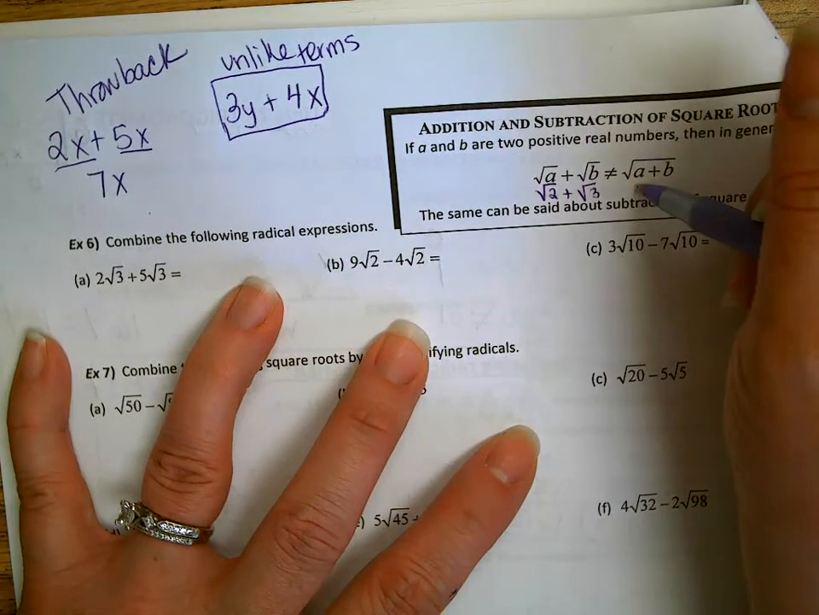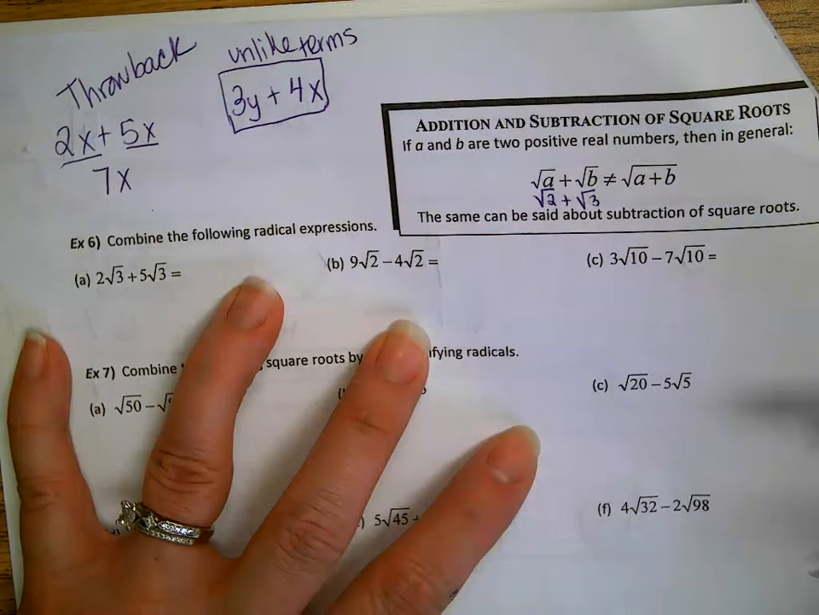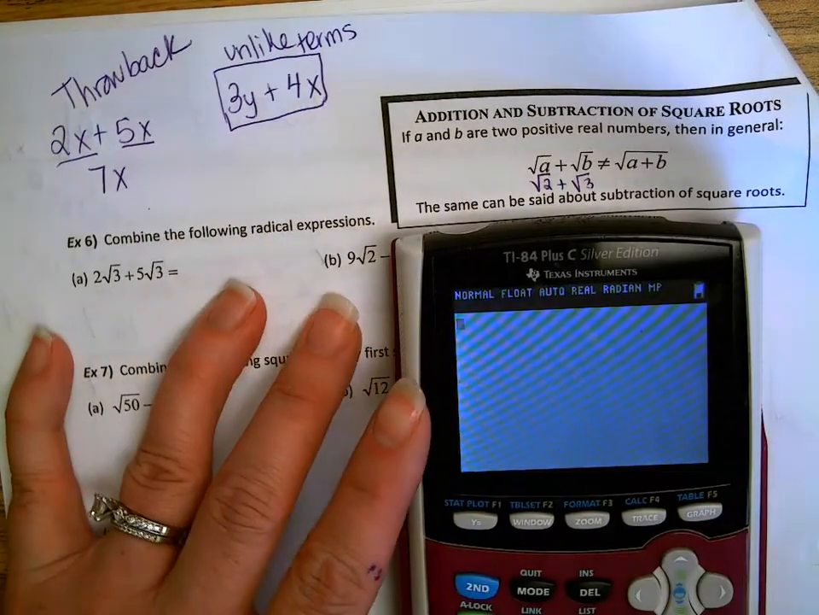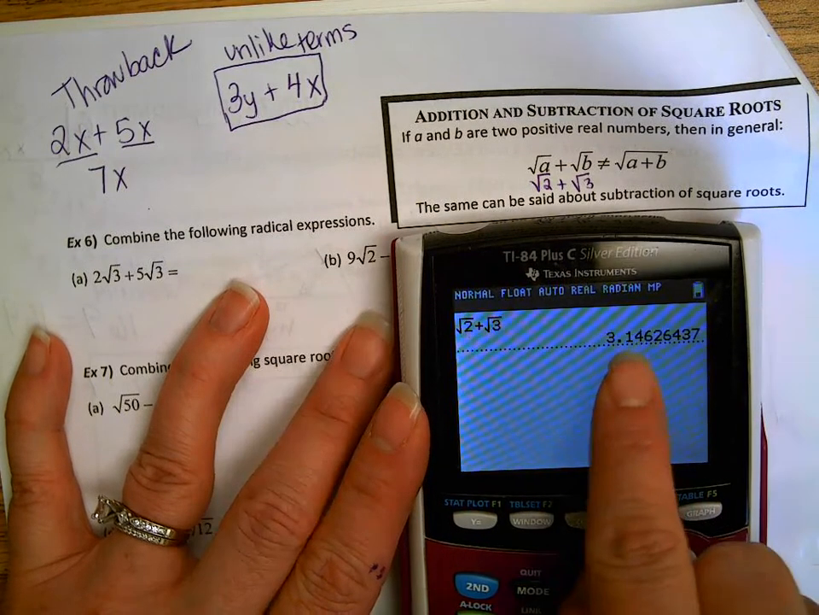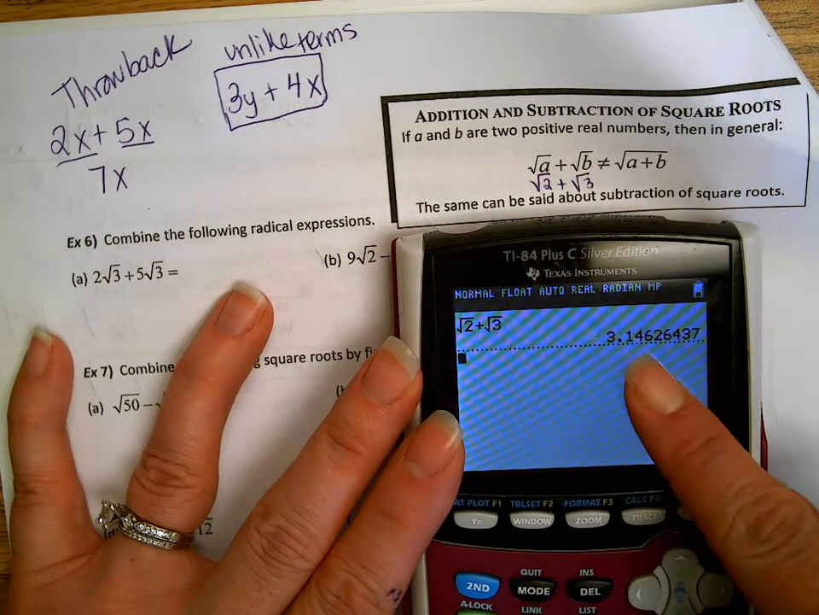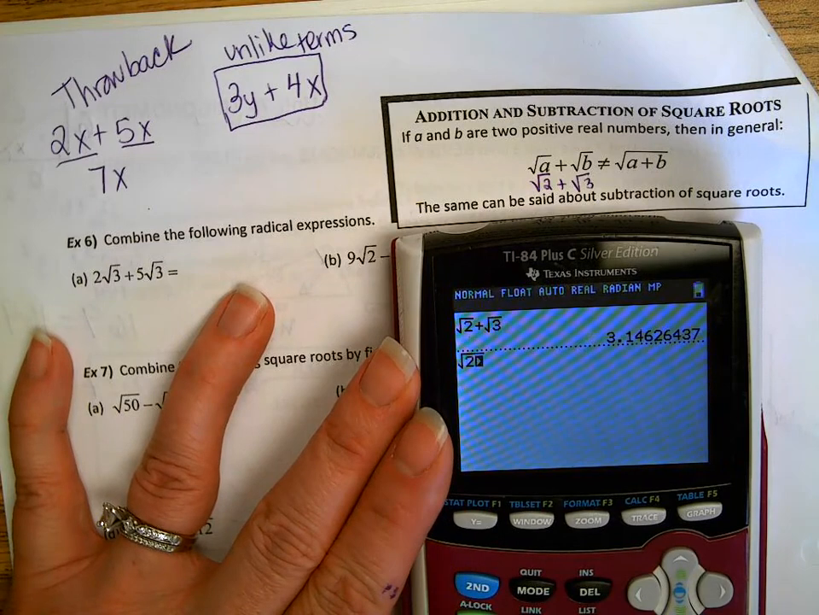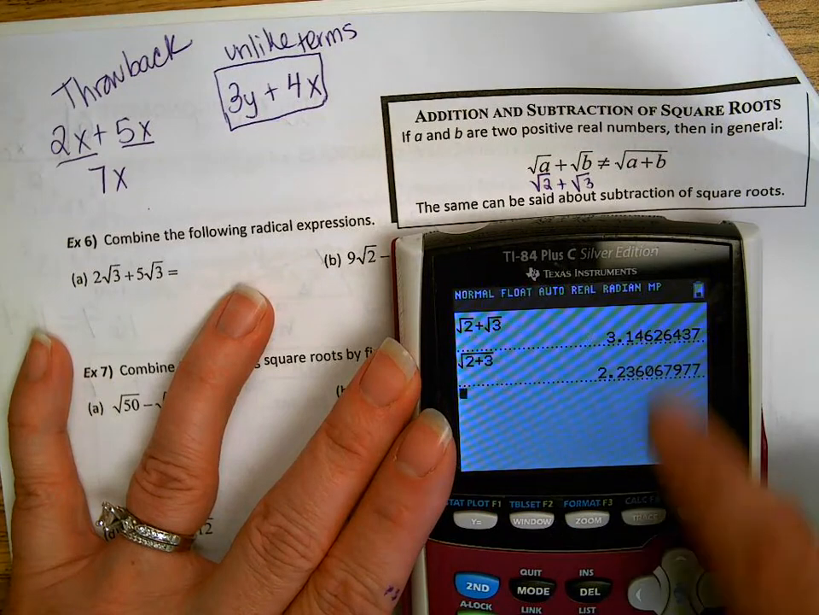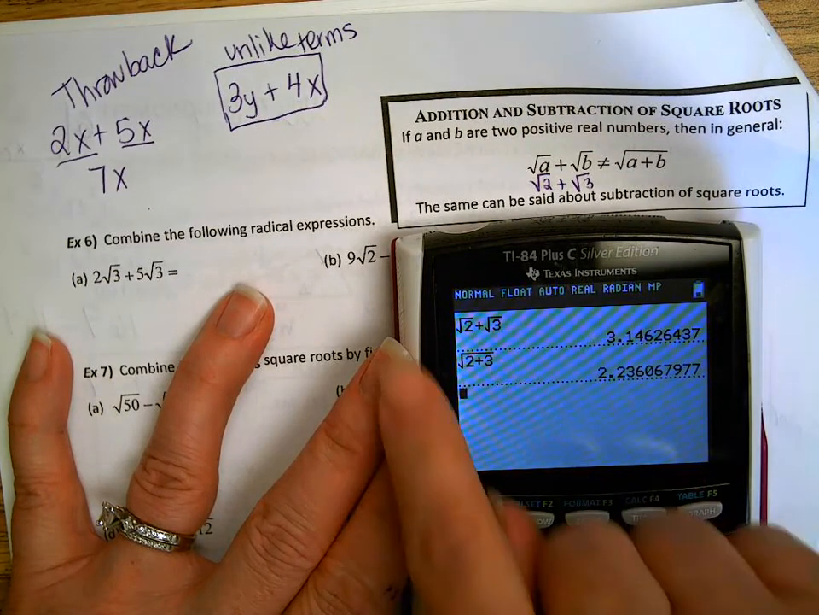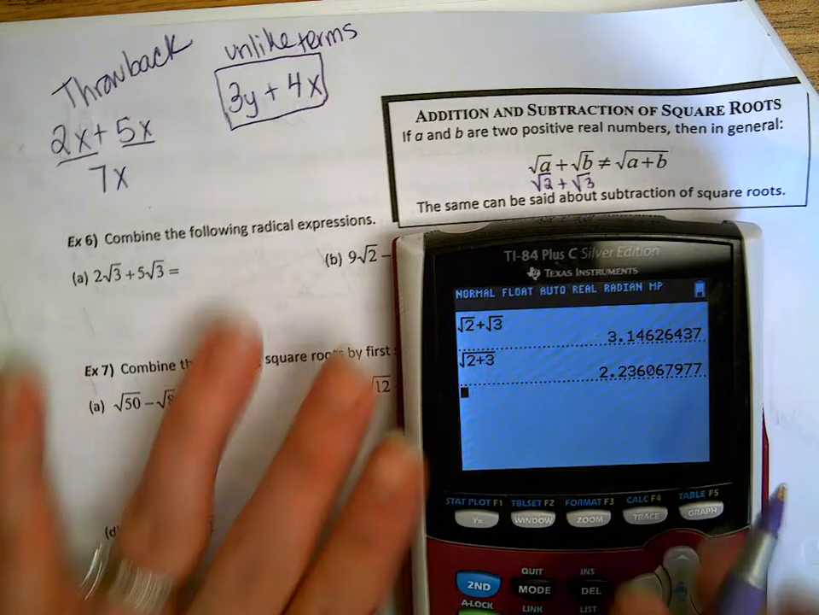That sum is not equal to the square root of 2 plus 3. You can't add unlike things. I can't add the square root of 2 and the square root of 3. That obviously gives me the digits 3.14626, which is not pi. They're very close to pi, though. It's not the same as the square root of 2 plus 3, is what this little notation is saying. Those two digits are different answers. You can't add under radicals. So we cannot add unlike radicals.